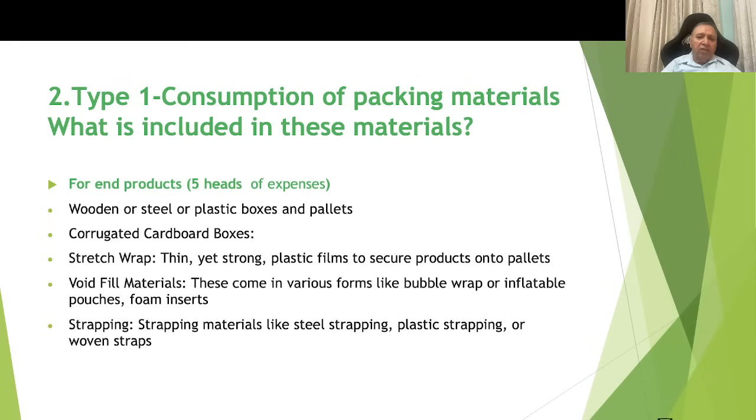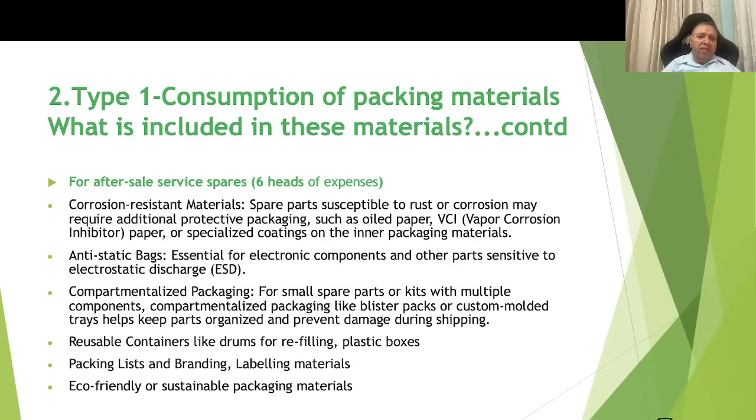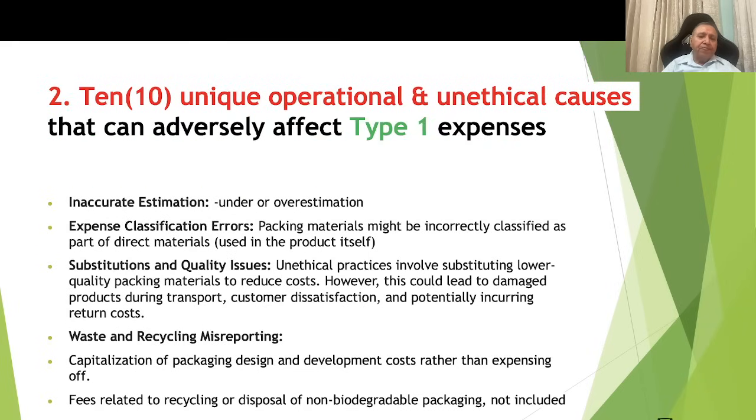For the after sales service spares, there are 6 heads which are normally utilized: corrosion resistance materials, anti-static bags, compartmentalized packings, reusable containers like drums, packing list and branding and labeling materials, and eco-friendly or sustainable package materials. So overall, there are 11 types of packing materials which are used in the industry.